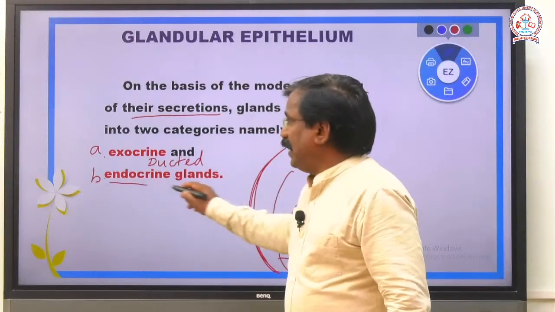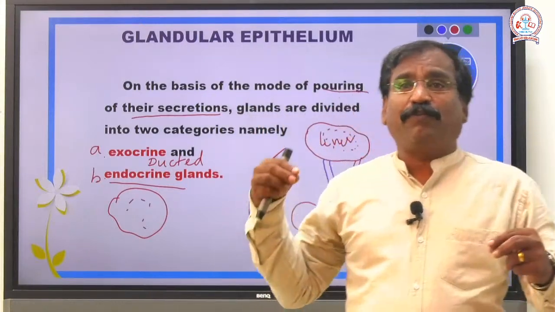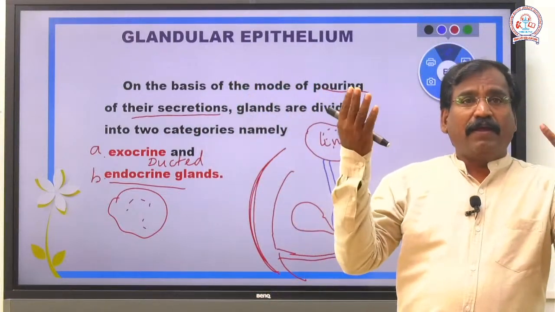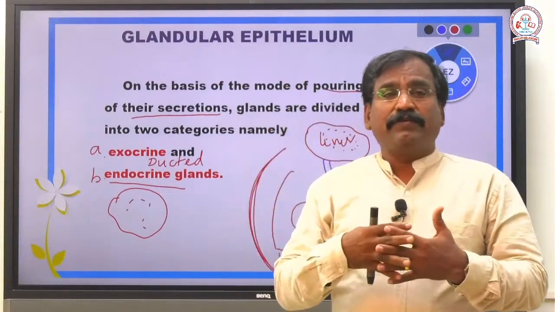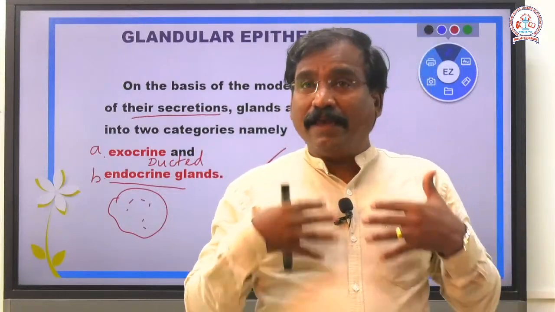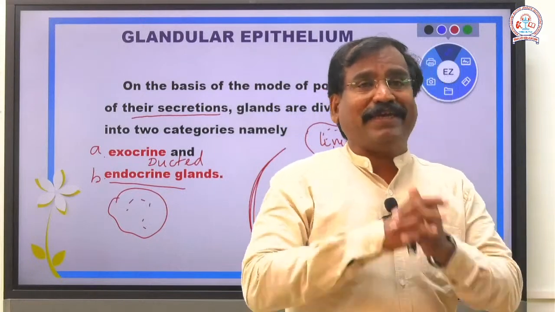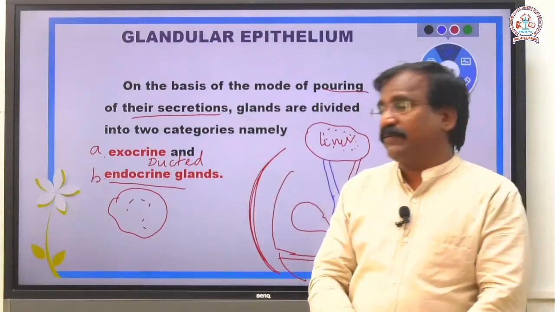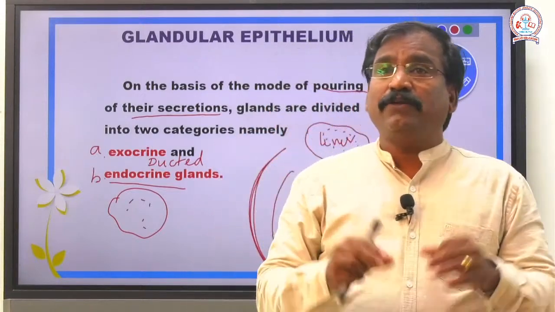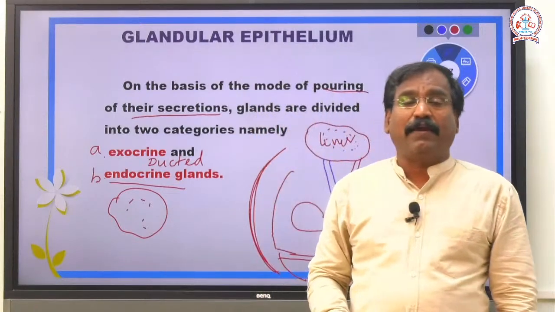Endocrine is just the opposite. There is a gland that secretes something, but there is no duct to carry the secretion to the target organ. The pituitary gland, thyroid gland, thymus are endocrine. They secrete, no doubt at all, but there is no duct to pour the secretion to the target organ. That is called an endocrine gland.